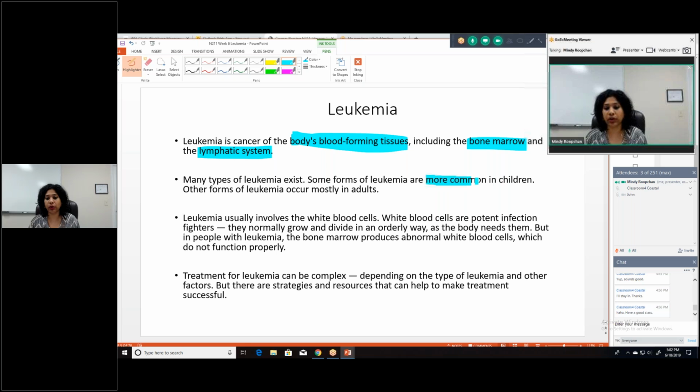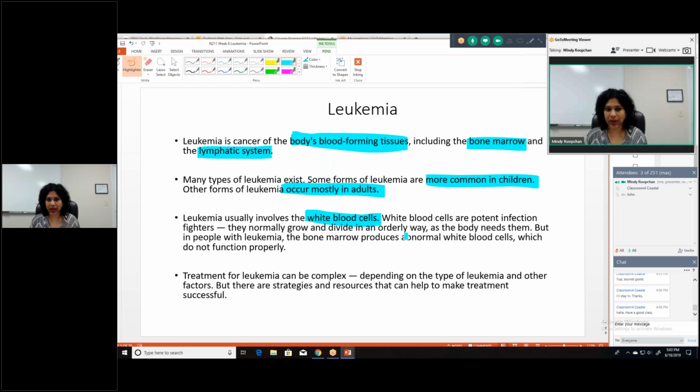There's some forms that are more common in children, and there's other forms that are most common in adults. So leukemias involve your white blood cells. Like I said, leuko meaning white. And the white blood cells, we know, what do they do? They fight infection. So those are your army. Those are your fighters. They normally will grow and divide very orderly, right?